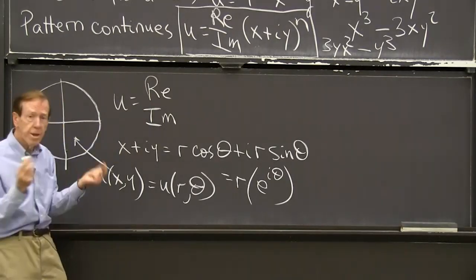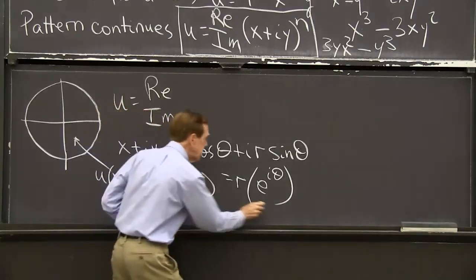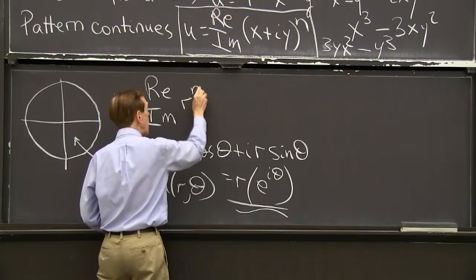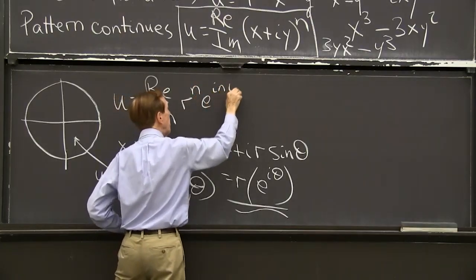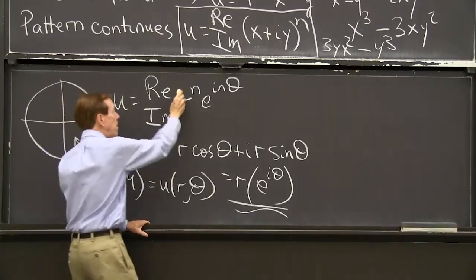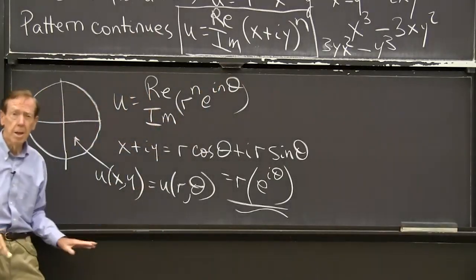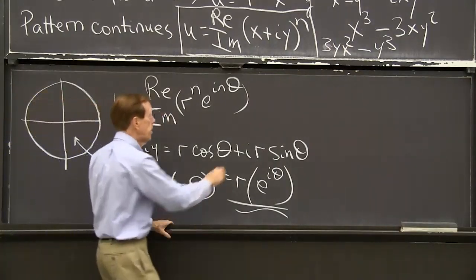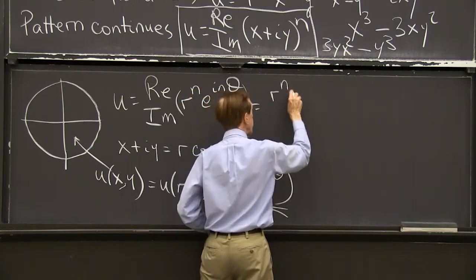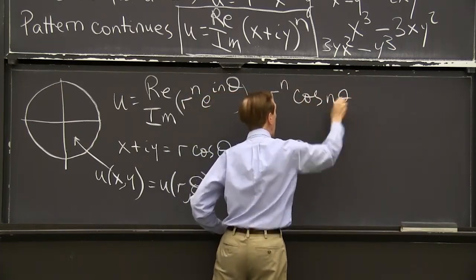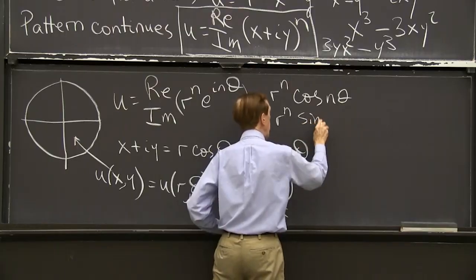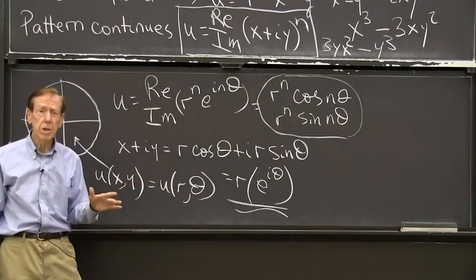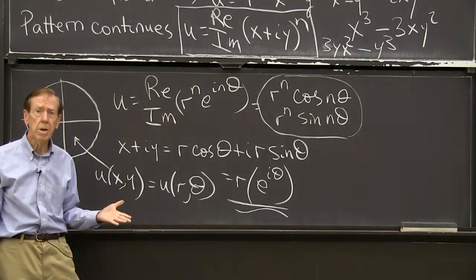Now, I need its nth power. The nth power of this is wonderful. The real part and imaginary part of the nth power is r to the nth e to the i n theta. That's my x plus iy to the nth. Much nicer in polar coordinates, because I can take the real part and the imaginary part right away. It's r to the nth cos n theta and r to the nth sine n theta. These are my solutions, my long list of solutions to Laplace's equation.